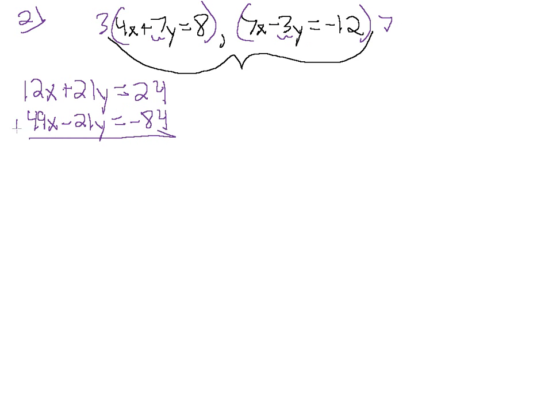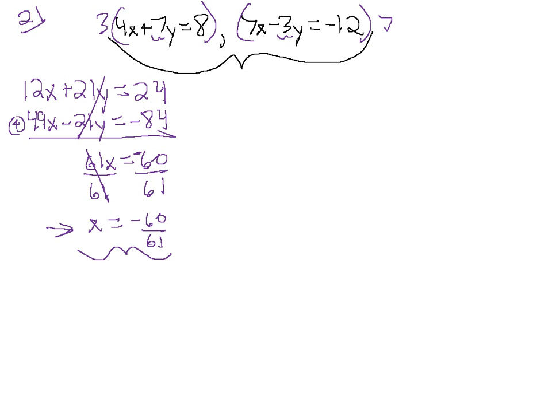All right, let's go ahead and combine these two equations. We can cancel these two terms, which will leave us with 61x is equal to minus 60. Minus 84 and positive 24 is a minus 60. Let's divide both sides by 61. Those two terms will cancel, which leaves us with x equals a minus 60 over 61. So we have a value for our variable x.